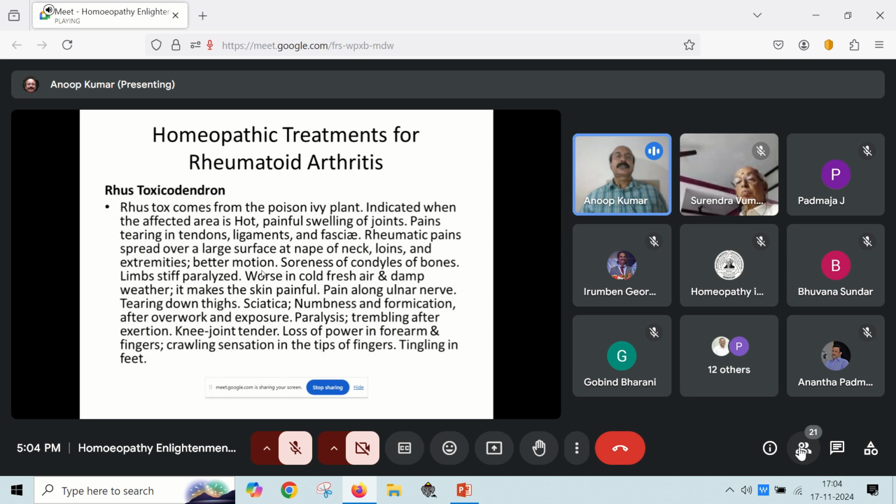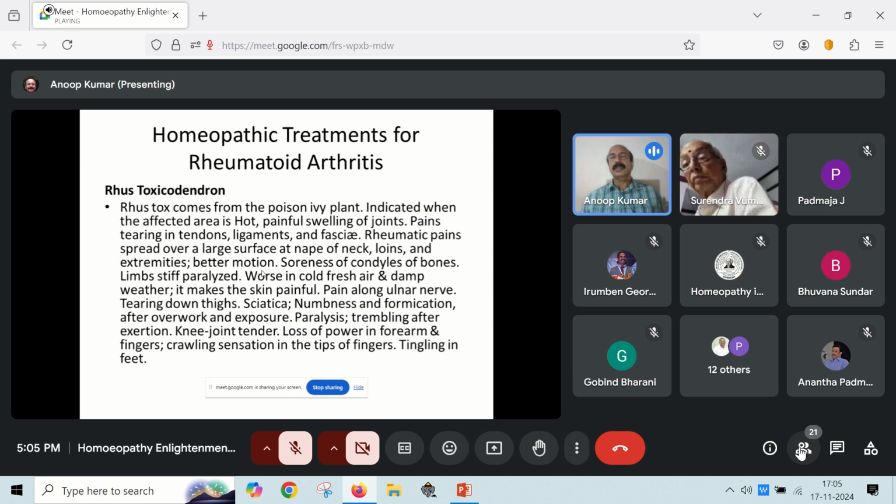Rhus tox. It comes from the poison ivy plant and is indicated when the affected area is hot, painful, with swelling of joints. So pains are tearing the tendons, ligaments and fasciae. The rheumatic pains spread over a large area of the nape of the neck, loins and extremities. Better by motion, soreness of condyles of the bones, limbs are stiff and paralyzed, worse in cold fresh air and damp weather. It makes the skin painful, pain along the ulnar nerve and tearing down the thighs.